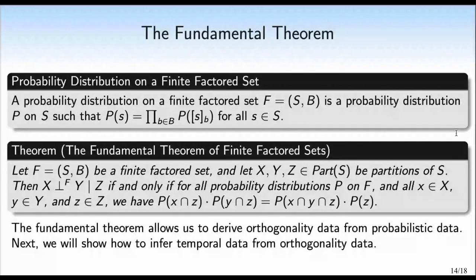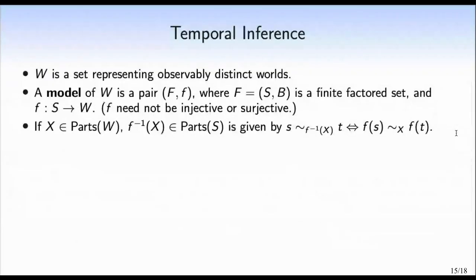And we also could imagine the orthogonality data coming from somewhere else. But yeah, we're now going to show how to use temporal data to infer orthogonality data. All right, temporal inference. So we're going to start with W, which is a set representing observably distinct worlds.